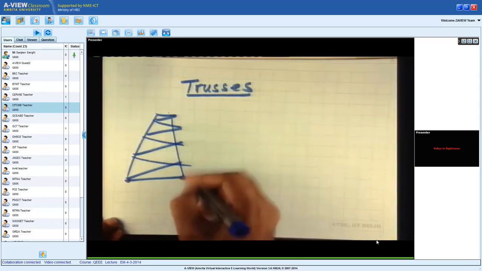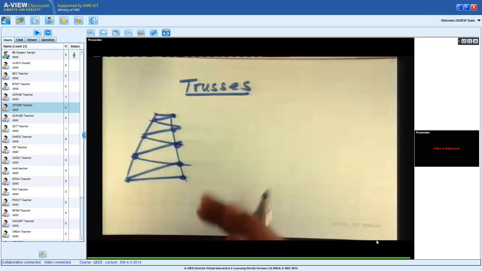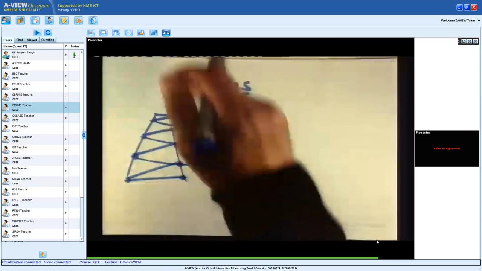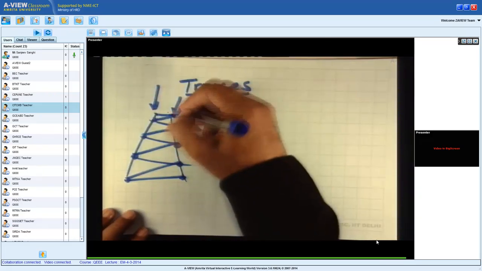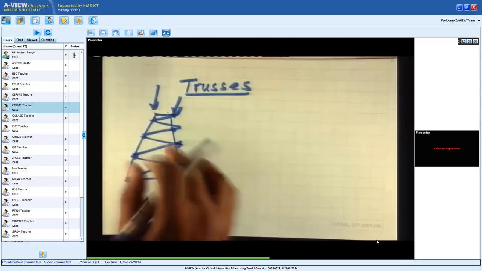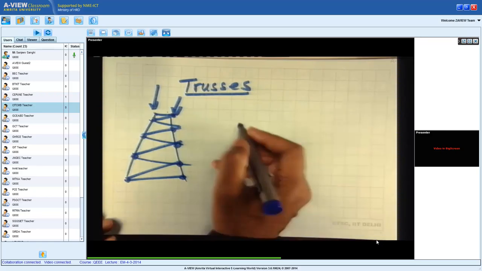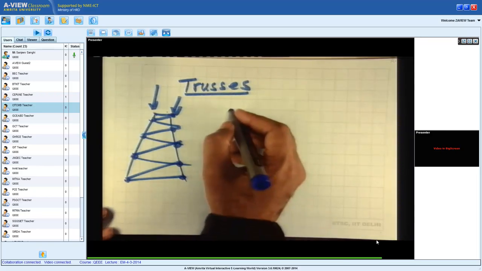You have different straight line members which are connected to each other, and the way this design is done is because it has some rigidity, and loads are applied on different points on this structure, and it is able to withstand the load. So this is an example of what we call a truss. So let me first go with the formal definition of a truss.